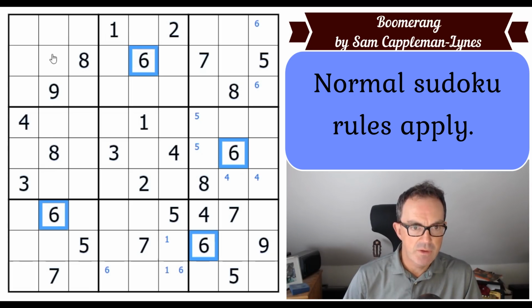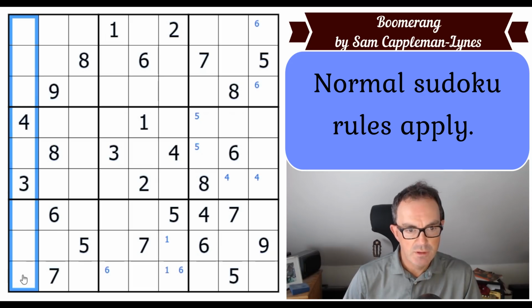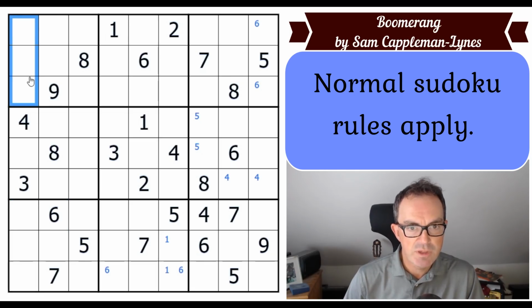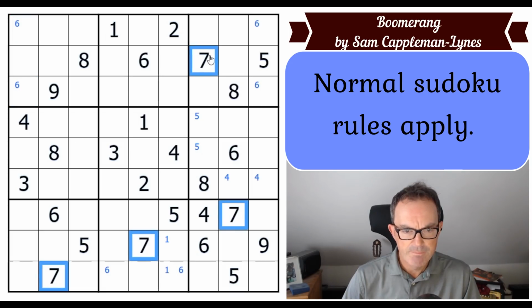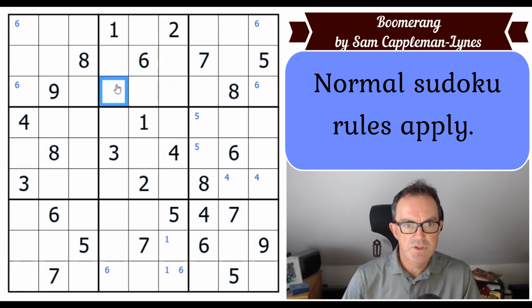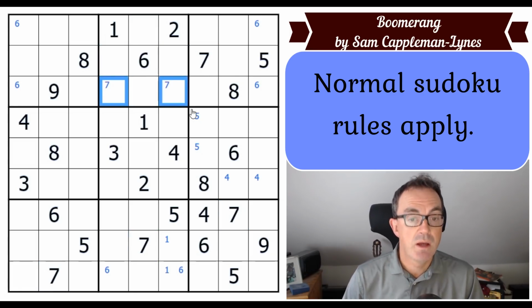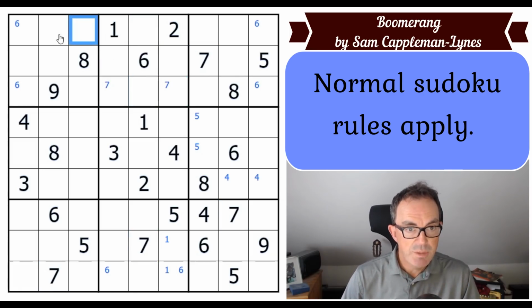There is something there though. 6s in column 1. Look at that. This 6 stops that being a 6. This 6 stops those being a 6. So 6 is locked into one of 2 positions in box 1 there, which is a little bit interesting. 7s, you can get a pencil mark in box 2 and a pencil mark in box 1 as a result of that.